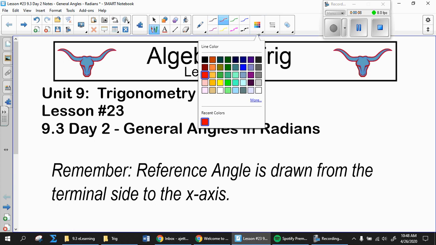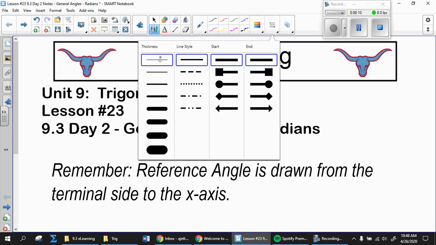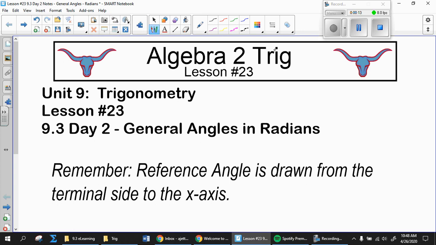And so yesterday we started looking at angles in a coordinate plane. Today we're going to move on and continue doing that. We're going to talk about these angles in a coordinate plane, but now in terms of radians. This is just another way to look at an angle. Up until this point, we've always looked at angles as degrees, and we're going to do the same thing just in this different term.